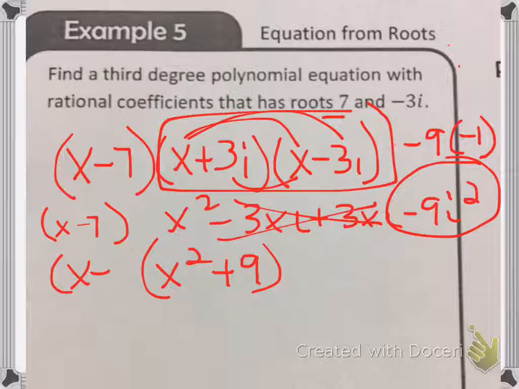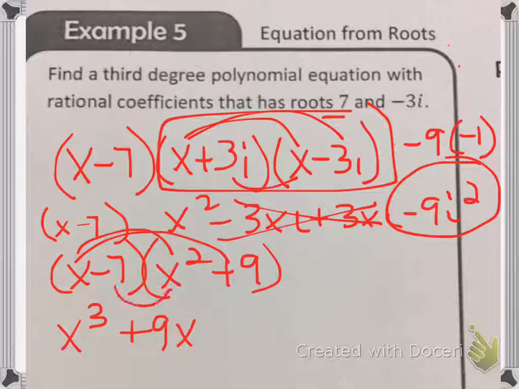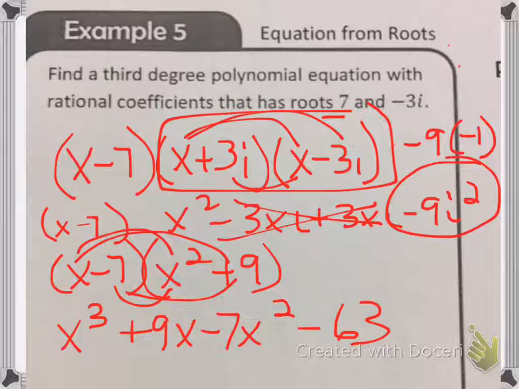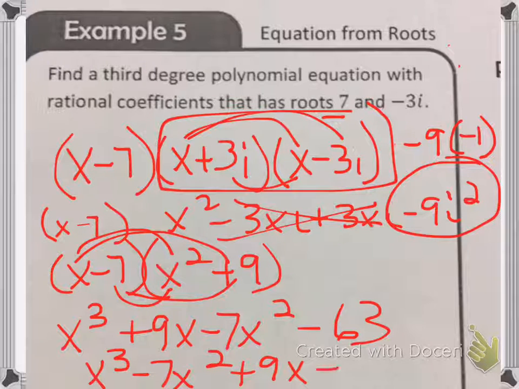Then I just have to multiply it through by the x minus 7 to be done. I get x cubed plus 9x minus 7x squared minus 63. Now I'm running out of space to rewrite this, but I really should have that from highest power to lowest power, so I'm going to see if I can fit that in right here and write that from highest power to lowest power.